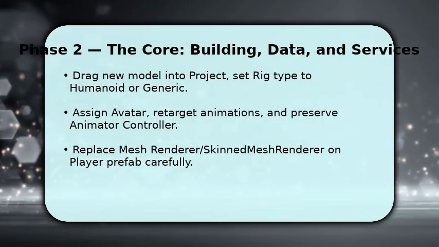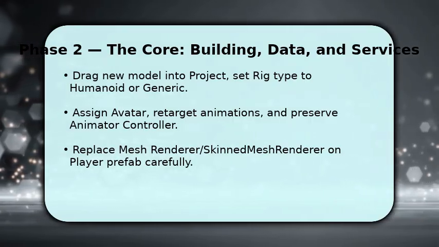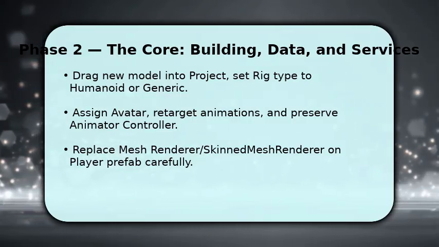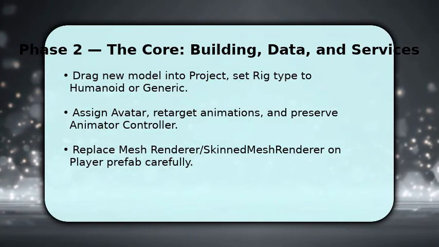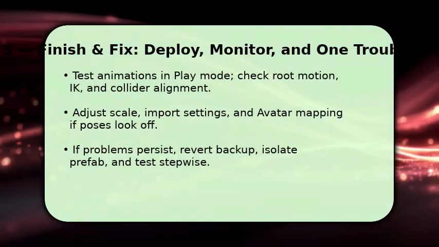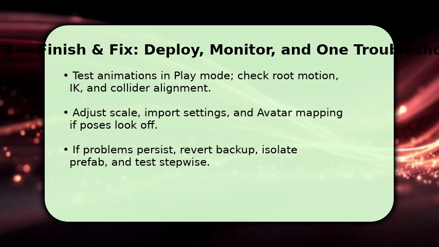Once retargeting works, swap the mesh renderer or skinned mesh renderer on the player prefab. Remove the old mesh, add the new mesh or skinned mesh renderer, and connect bones to the existing armature, so animation. You finish by entering play mode and testing every animation, checking root motion, inverse kinematics, colliders, and hitboxes.